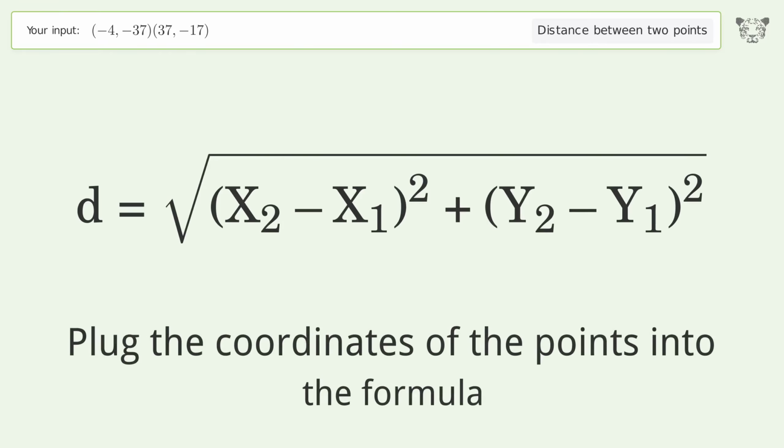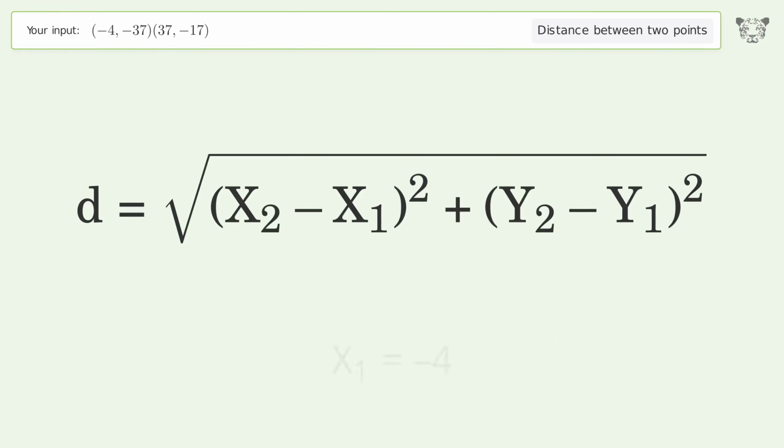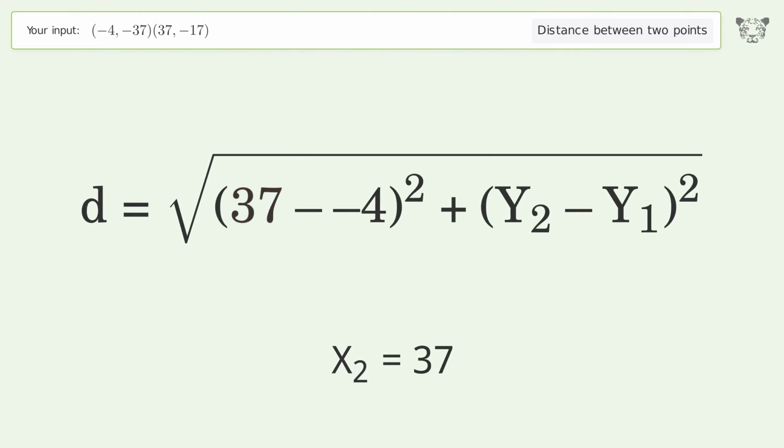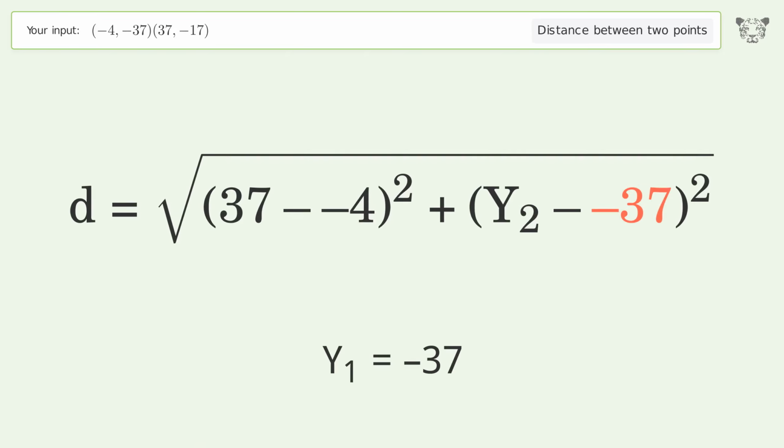Plug the coordinates of the points into the formula. x1 equals -4. x2 equals 37. y1 equals -37. y2 equals -17.